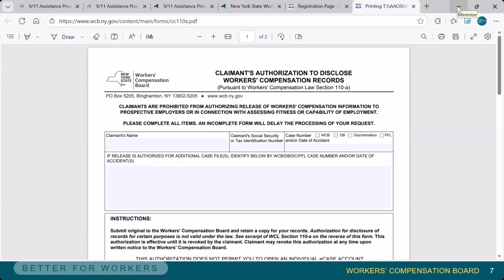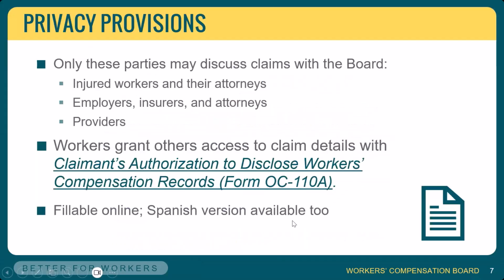Yes, Jen? Which version do we mail? The original 110A form. Thank you, Joe. You are welcome. That's a great question. You should have seen it. She actually raised her hand.